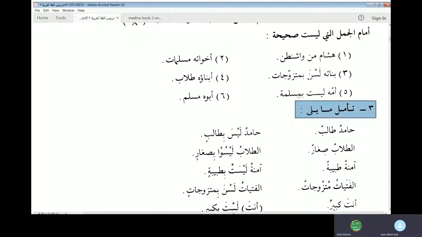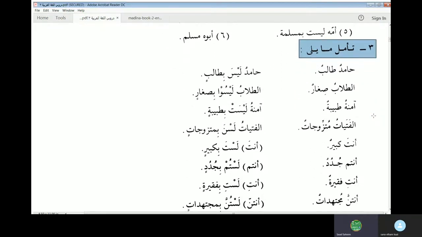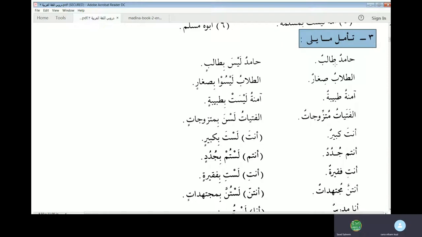Abuhu la. Jo uski ammi thi wo musliman nahi thi. Uska abu bhi musliman nahi tha. To ye paancha jumla sahi hai aur chhatta jumla galat hai. Tamil ma yali. Tamil is right. Observe. Ghor kare. Ma yali is following. Jo niche hai, is par ghor kare.